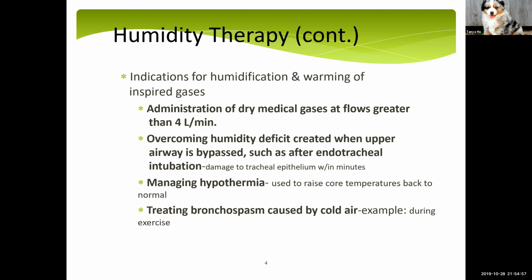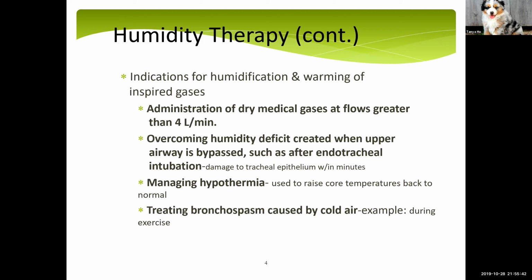Managing hypothermia, sometimes we will add heated humidification to help hypothermic patients come back to normal body temp. So again, remember, you want to heat the core, and so having warm gas inhaled into the lungs will help to bring body temperature back. And then finally, you have bronchospasm caused by cold air. So sometimes asthmatics, if they go out into really cold air, they're exercising outside or whatnot, it can actually trigger bronchospasm. So that might be another indication to get the cold air, or excuse me, humidification, heated humidification.